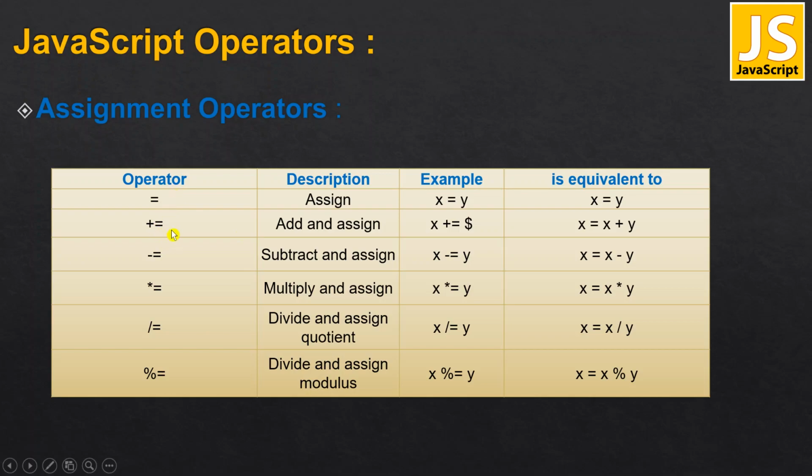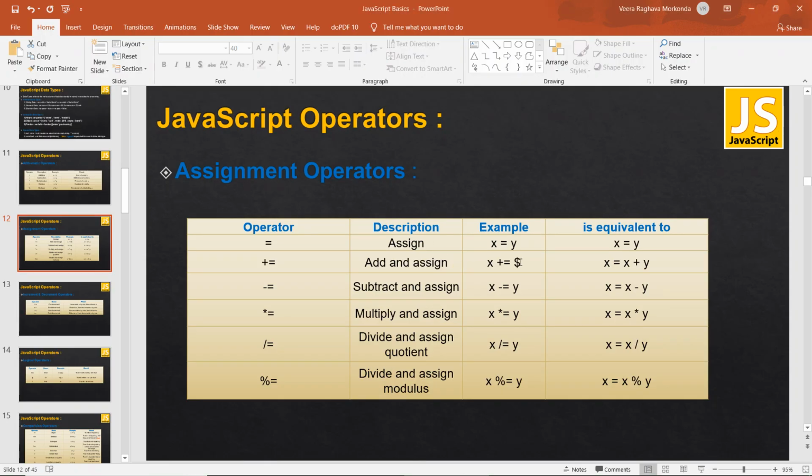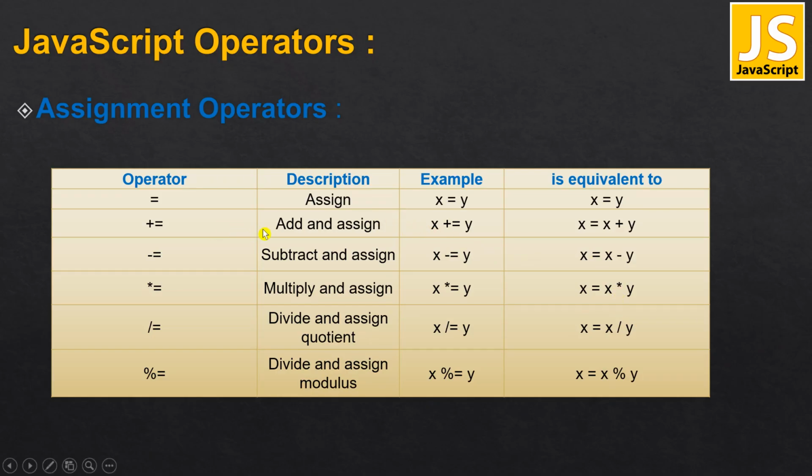Then the next operator is add and assign. Both will be performed in a single step, friends. Plus is equal to is the operator. So x plus is equal to y is equivalent to x plus y, and the result will be stored in x. First it will add x plus y, and the result of x plus y will be stored inside x. Like that, minus is equal to means subtract and assign, and likewise multiply and assign, divide and assign.